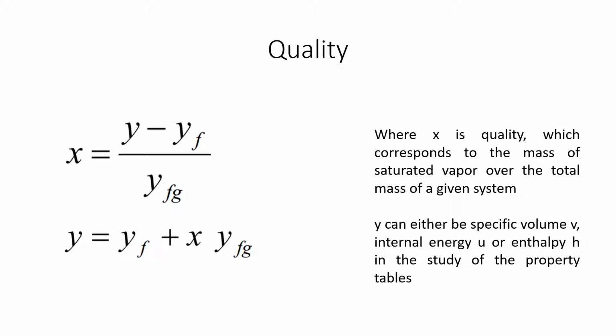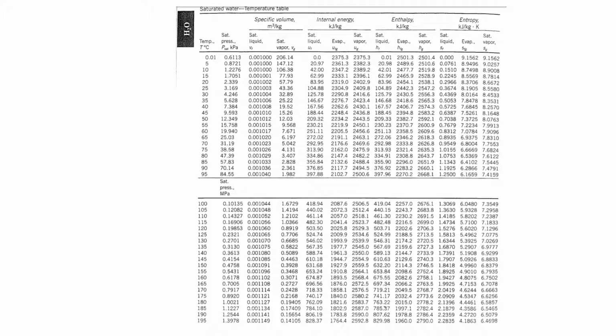Now, quality is also specifically defined as the ratio of the saturated vapor mass to the total mass of the system, which means that quality will be equal to 1 at the saturated vapor point and 0 at the saturated liquid point. So this is an example of a saturated property table of water based on temperature, which I think we should be using in the example presented at the start.